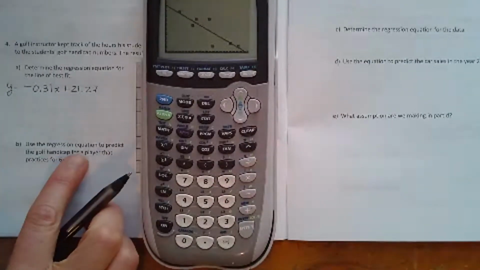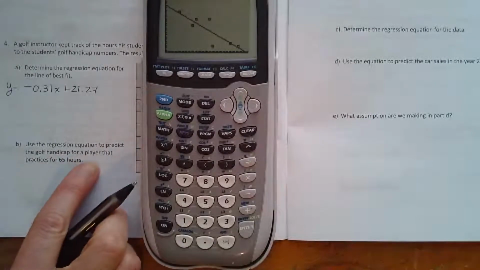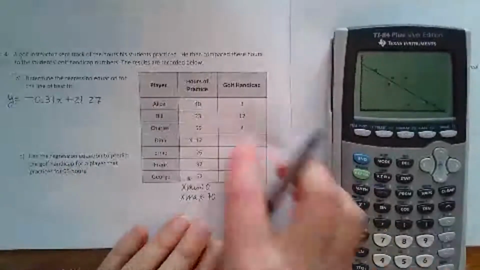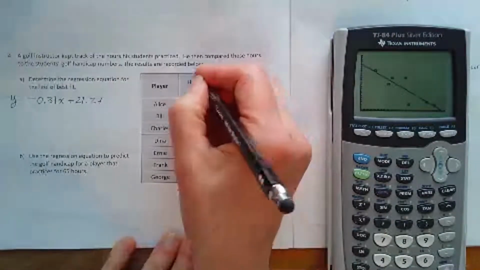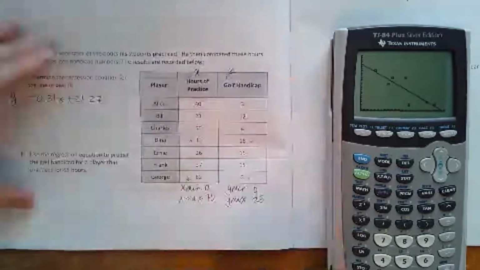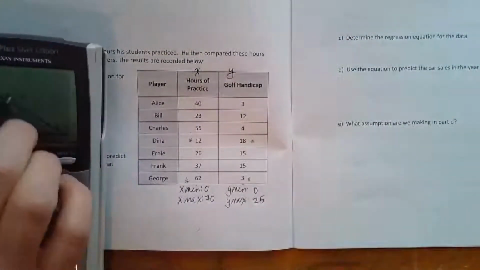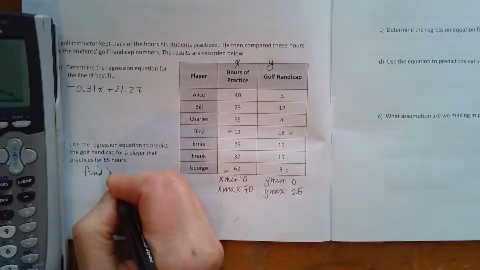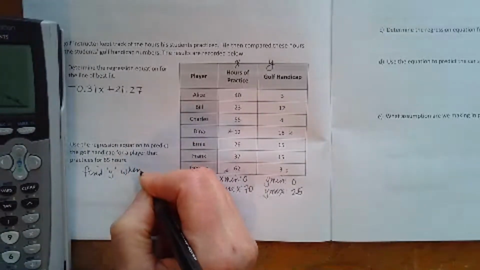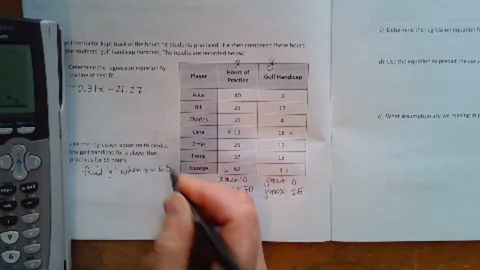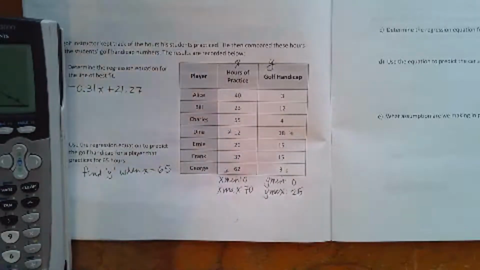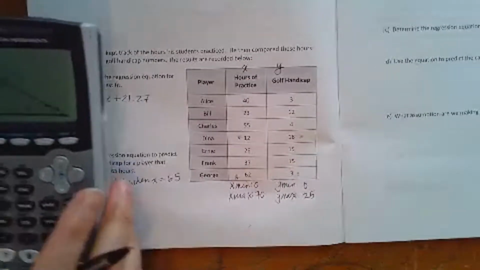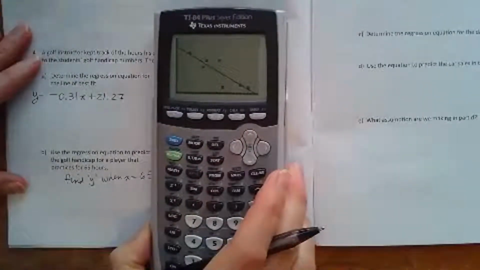So now it says, use the regression equation to predict the golf handicap for a player that practices for 65 hours. Well, 65 wasn't one of the numbers on my list, right? But because I have this line entered in my calculator now, basically, it's asking me to find y when x equals 65, okay? Because 65 is not one of my data points. But the line, because I have the line entered in, it's going to give me the value I'm looking for.